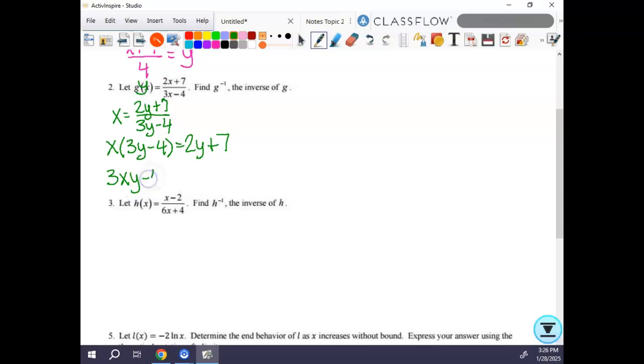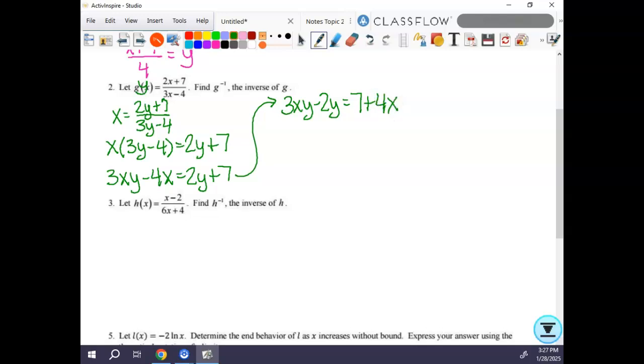3xy minus 4x equals 2y plus 7. My goal is to solve for y, so I need to get all of my y's together. I'll put all my y's on the left. So 3xy minus 2y equals 7 plus 4x.